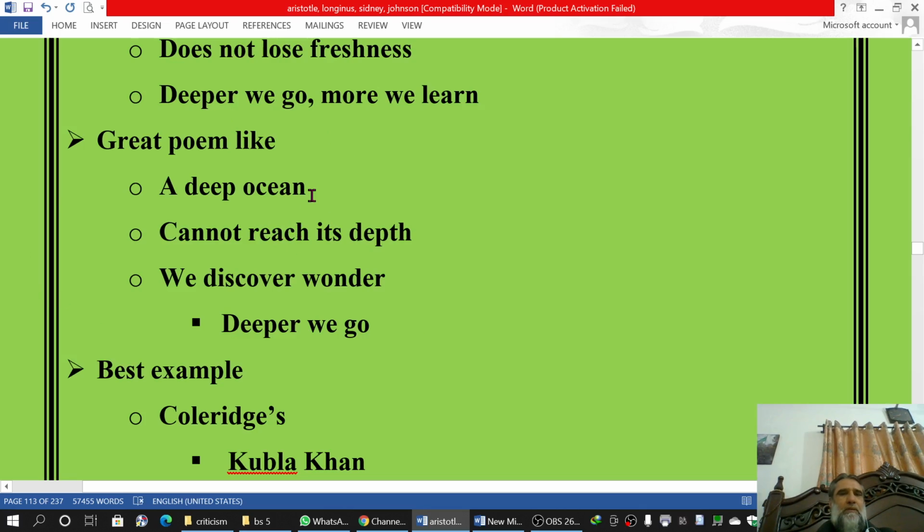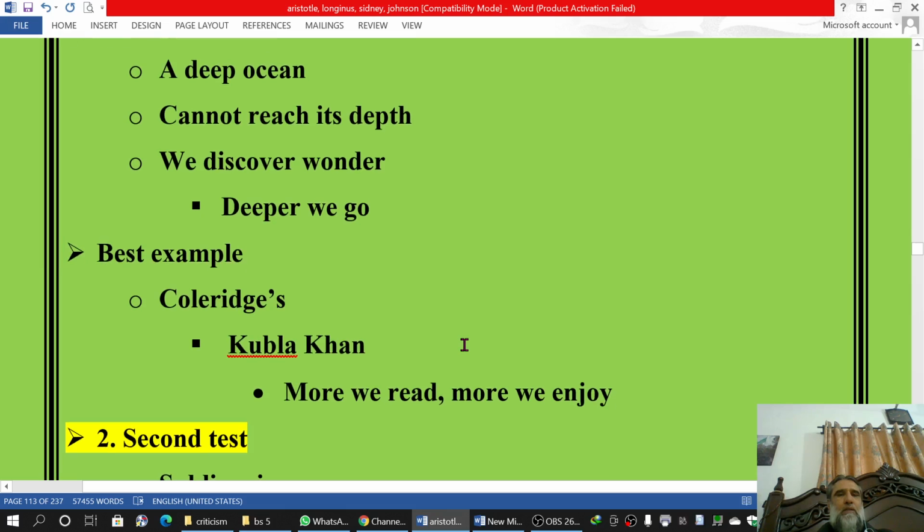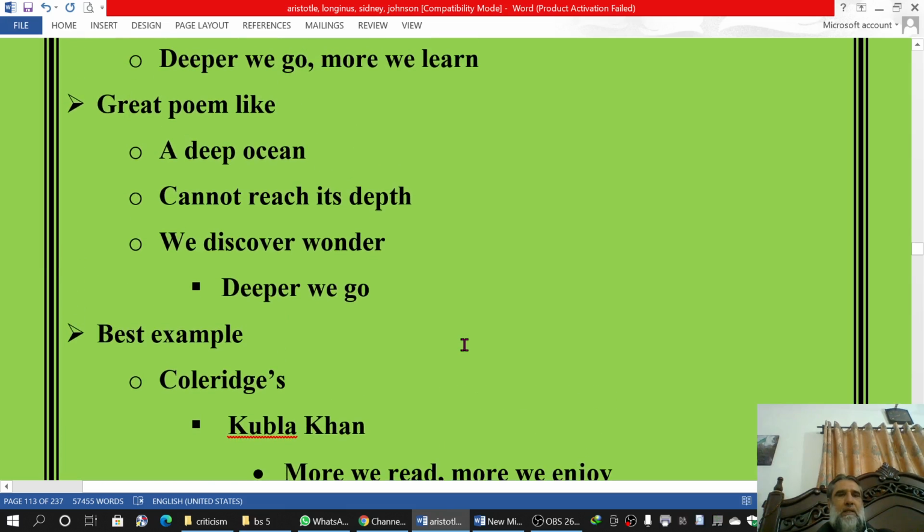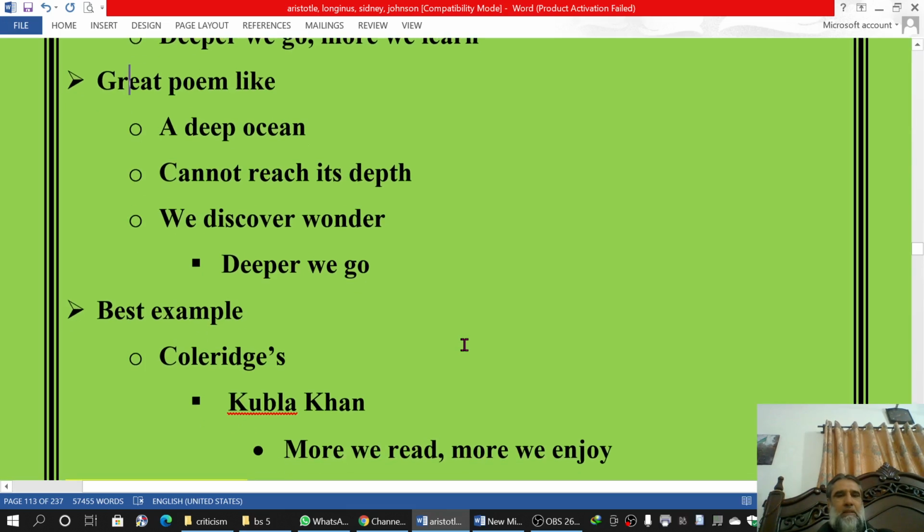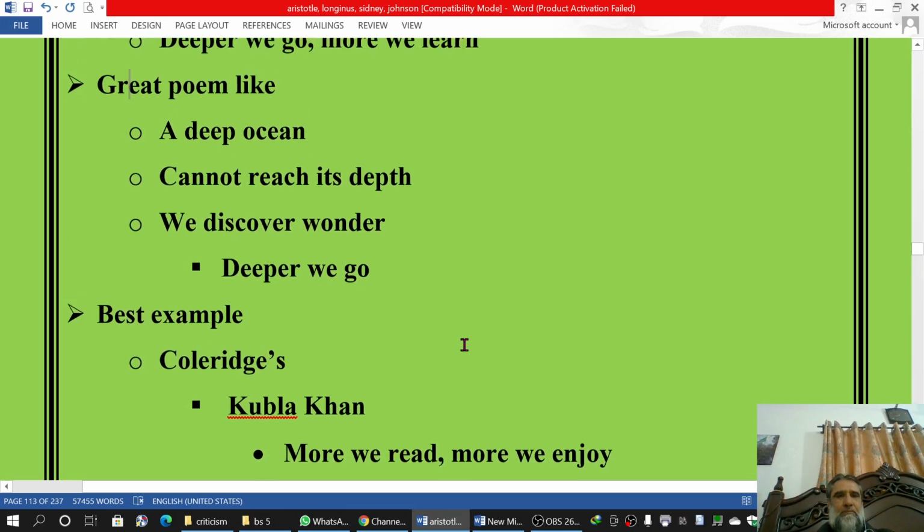If we take the example of the sea, the ocean, for example, the ocean is very deep and you cannot fathom its depth. The same is the case of a great poem. The poem with sublimity in it is like an ocean, and its depth cannot be found out, cannot be discovered. And if you go deeper into it, you find more and more wonders, and you cannot reach the final stage of its depth. So this is the example of a great poem, the poem with sublimity in it.